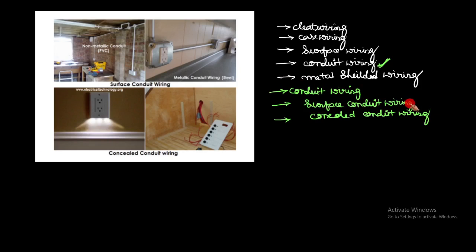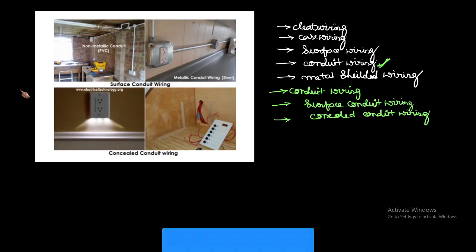Surface conduit wiring, which was used in the olden days. Next, concealed conduit wiring, which we are using now. Let us observe what the difference is here. If you observe the difference between the surface conduit wiring and the concealed conduit wiring, you can observe here, this is what I am showing.